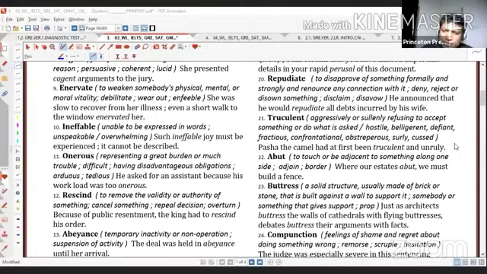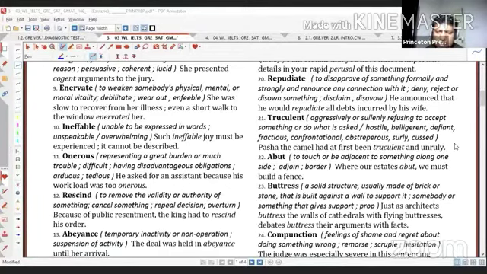Truculent কি হবে? Truculent হচ্ছে aggressively or sullenly refusing. Truculent খুব fierce, refusing to do what is asked. Hostile, belligerent, মানে খুব যুদ্ধান্তি, defiant, fractious, confrontational, obstreperous, surly. এটা হচ্ছে truculent. Pasha the camel had at first been truculent and unruly. Truculent মানে fierce.